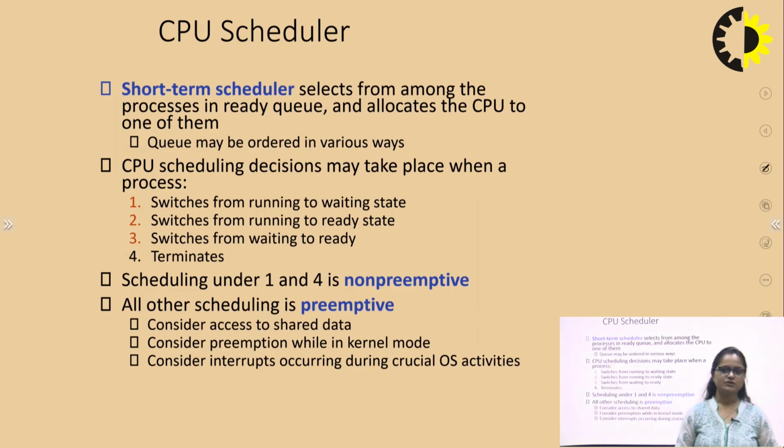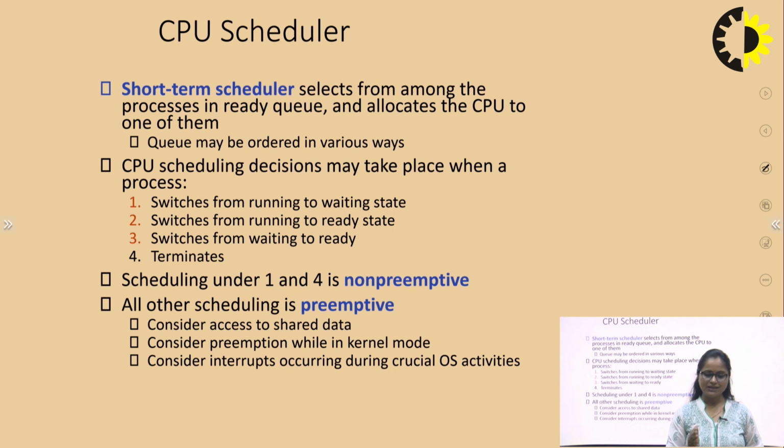So what is CPU scheduler? When we are going to do scheduling of CPU, there must be some scheduler who will dispatch which program the CPU is now allocated to. So CPU scheduler is basically what we call the short term scheduler, which selects from among the processes in the ready queue and allocates the CPU to one of them.